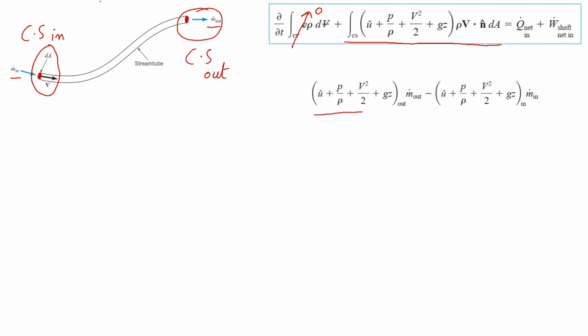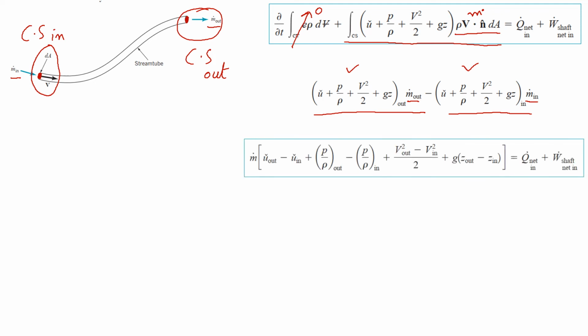So we will get these two terms and also multiply by the mass flow rate, and this is what this term is equal to: rho VA, that is equal to m dot. So if we write it for this stream tube, then we'll get these two terms for our flow out and our flow in, or as we can say, for the energy that is going out of the control surface and the energy going into the control surface. So this is how our energy equation will look.